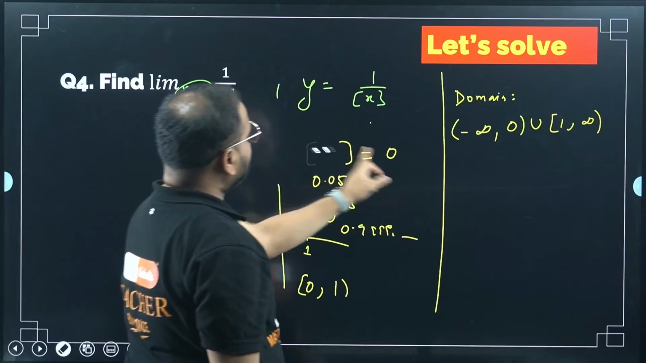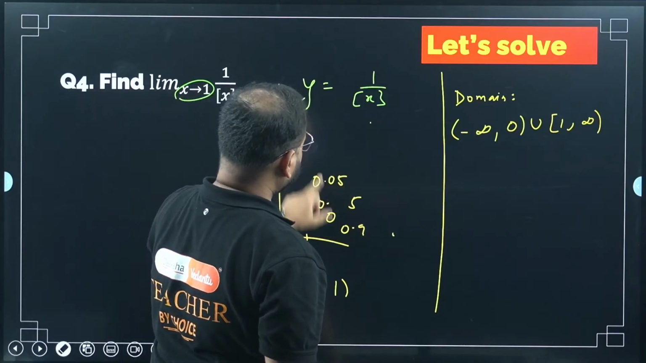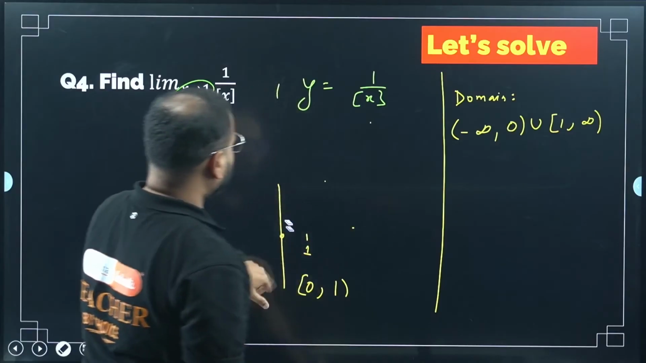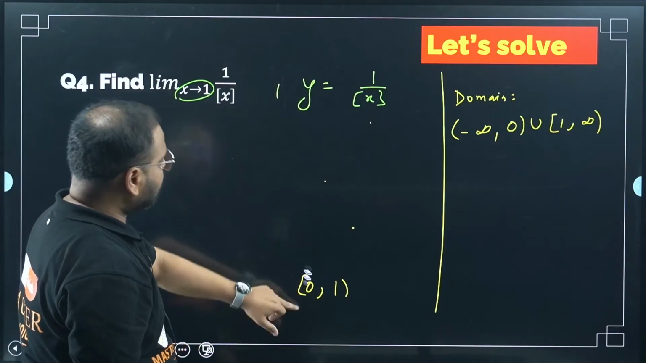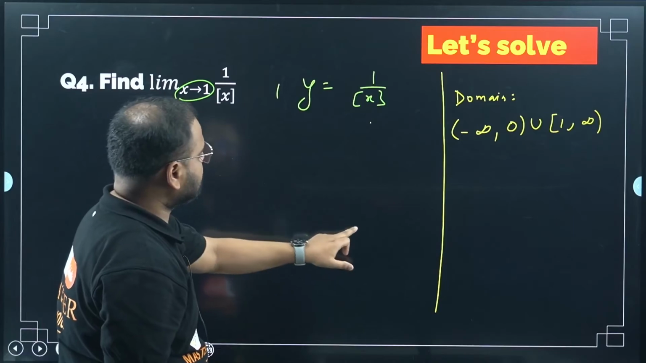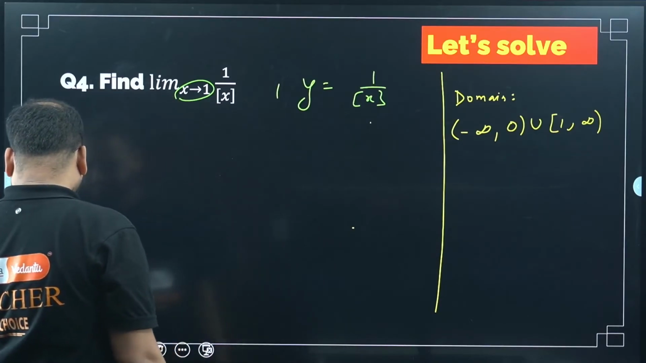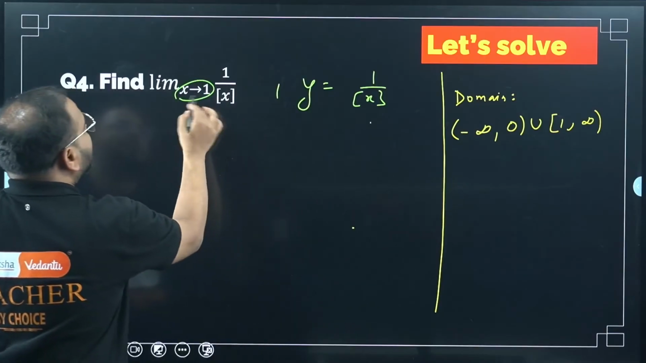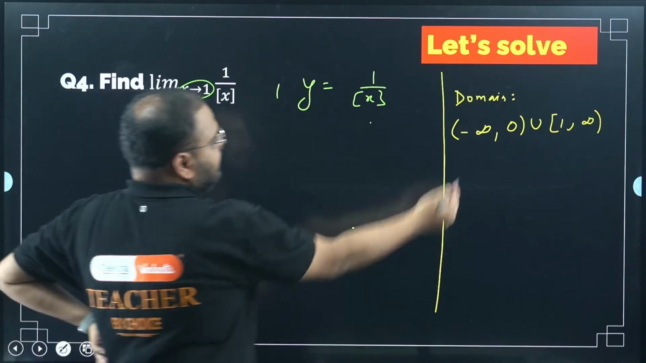So let me erase this part. I hope this is clear. Now we have defined the domain. We got the domain of the function given as 1 upon the greatest integer of x. Okay, sir. Alright, moving on. So they are asking at what? At x equals 1.